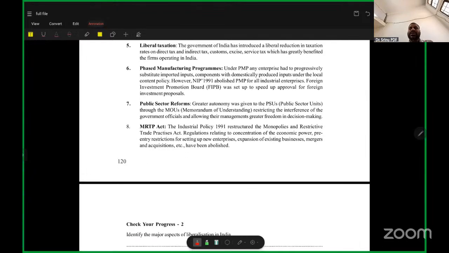Next, public sector reforms. Greater autonomy was given to the public sector units through the Memorandum of Understanding, restricting the interference of government officials and allowing their management greater freedom in decision making.